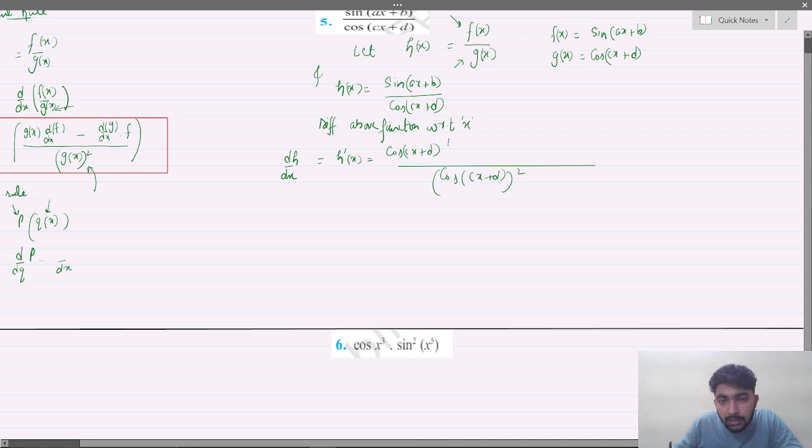Okay, and here d by dx of a numerator function, that is sine of ax plus b function. Okay, now minus, here you can observe that the derivative of the denominator function, that is cos of cx plus d. Okay, and your f is as it is, that is sine of ax plus b as it is. So I hope you understood that.